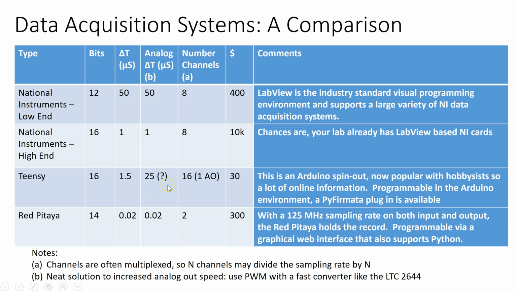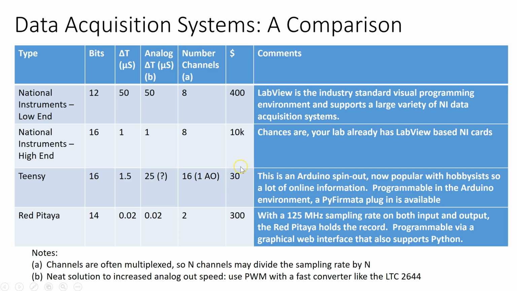The analog output is slow though, 25 microseconds, so it's more like the National Instruments low-end boards, where one's talking about 10 kilohertz or so for time variation. As you know from our experience with the Arduino though, that's a huge improvement on the Arduino. It has 16 channels with 1 analog output, and here's the great bit, it sells for $30. So I think there's a huge inducement here to get one of these and just play with it.